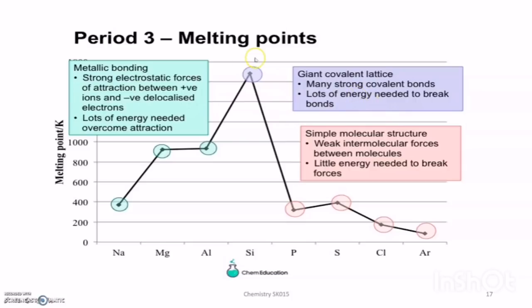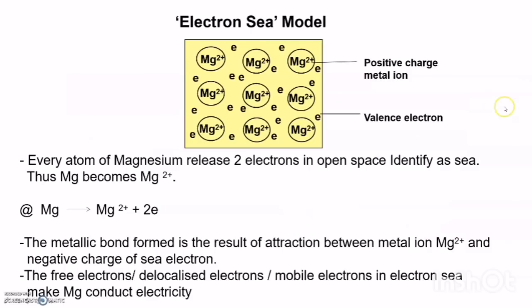In silicon, very high, alright, we have a giant covalent lattice with strong covalent bonds. Lots of energy needed to break, okay? But within phosphorus, sulfur, chlorine, argon, we have simple molecular structures with intermolecular forces between molecules, so little energy is needed to break the forces. Last one, the electron sea model, mention the positively charged ions with electrostatic force with the delocalized sea of electrons. That sea of electrons can be described as free electrons, delocalized electrons, and also mobile electrons, which can conduct electricity. That's all. We'll continue with the next part.